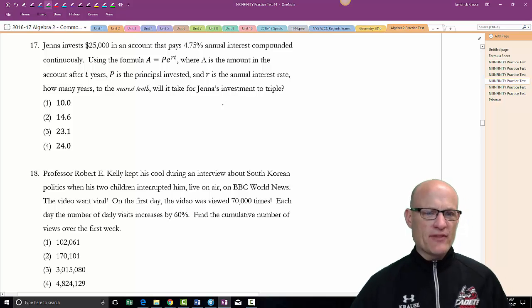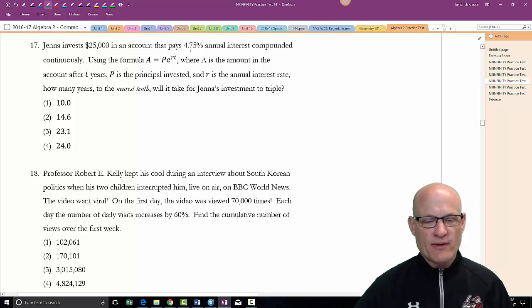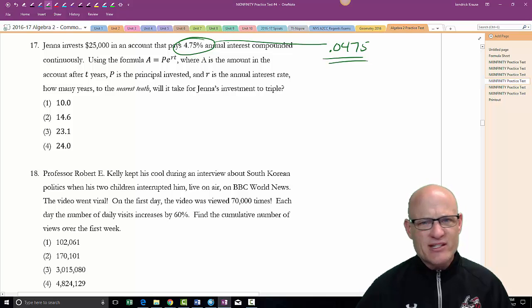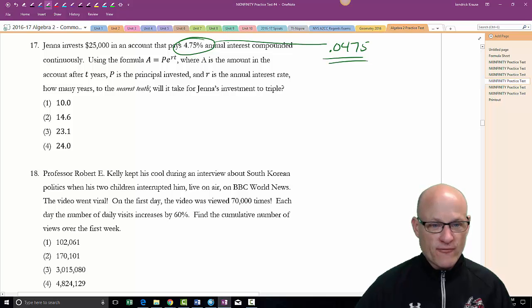Jenna invests $25,000 at 4.75%. Now be careful with these things. Remember, that's really 0.0475. Don't make silly mistakes. Let's see. We've got to figure out what the units are. Sometimes it really messes with you on the units. Is it time? Is it months? Is it years? What are we doing? Always look for the rounding, and round to the tens place. Luckily for us, they're all round to the tens place, it looks like.